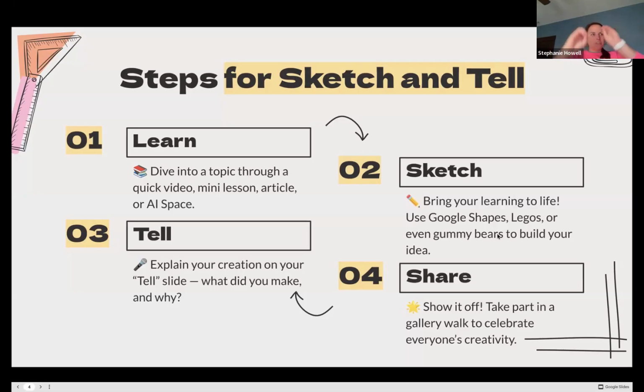They could use the Google Shapes, and you could limit your students' ideas through using shapes. You might have your students use Legos or even gummy bears to build out and sketch their ideas. Then they tell about it. So then they use their explaining to think about and they tell the slide of what makes it and why. And then you can do either a think, pair, share where students show it off. Maybe you have a gallery walk. Maybe they share with a partner and then they share with the class. But this can look multiple different ways.